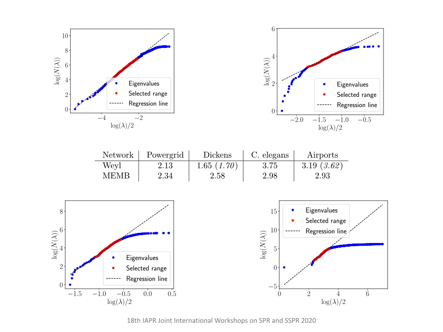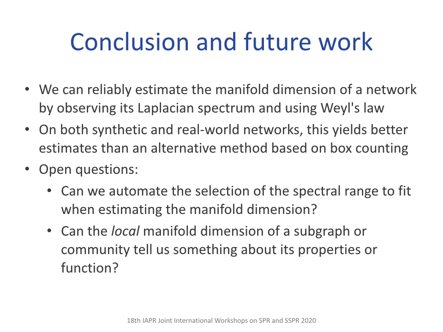So to conclude, we have proposed a simple yet effective method to estimate the manifold dimension of a graph based on Weyl's law. We have tested it on synthetic and real-world graphs and it generally performed well. There's a number of open questions that are mentioned here in the slides. For example, can we automate the selection of the spectral range that we use to fit the linear regression? Or if we look at larger graphs, can the local dimension of a community tell us something about its function or properties in relation to the rest of the graph?